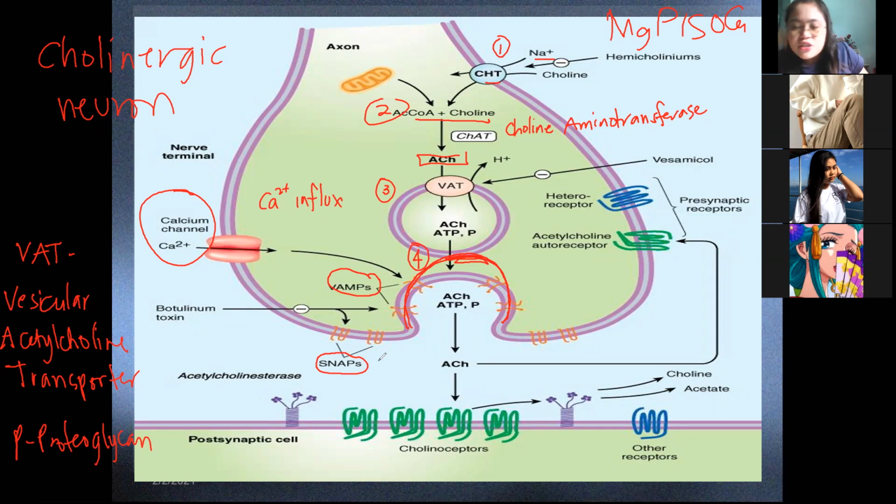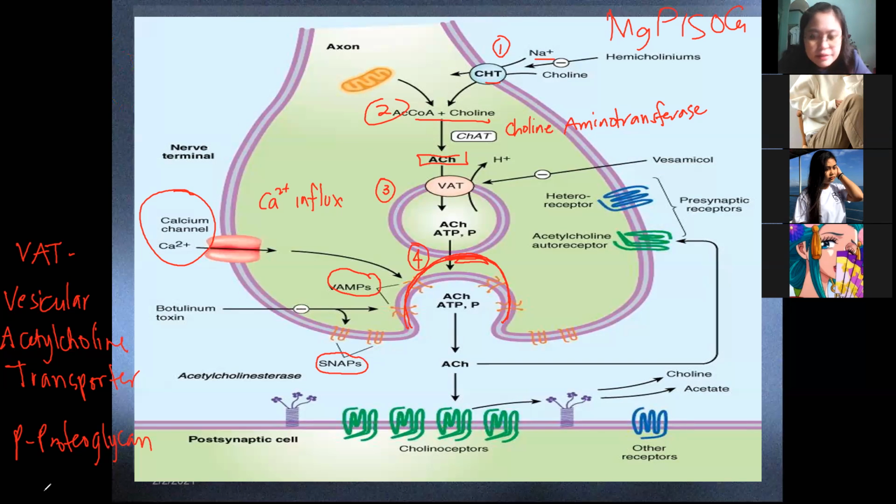However, these are also abbreviations, so we need to give the meaning for these abbreviations. Wait, I don't have space to write anymore. Sorry, let me pause the recording first. Okay, let's resume. Where were we? The meaning of the VAMPs and SNAPs. VAMPs, with a small letter s, and then SNAPs. So these are the gates.